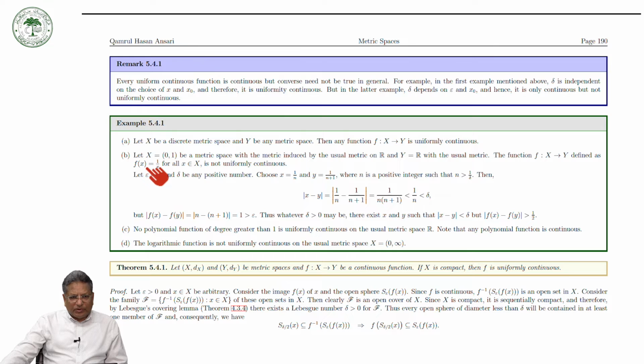The second example: consider X equal to the open interval (0, 1) with the usual metric induced by the usual metric on R, and Y equal to the set of all real numbers with the usual metric. The function f is defined from X to Y as f of x equal to 1 over x for all x in X. Then this function is not uniformly continuous. Why is it not uniformly continuous?